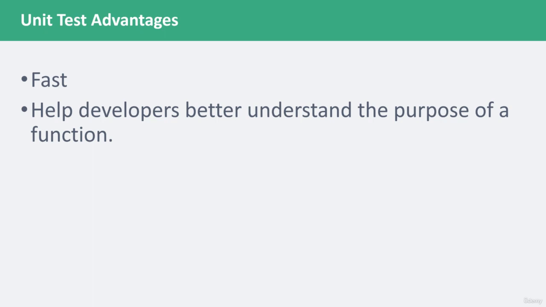The main advantage of writing unit tests is that they're fast. After making changes to your source code, you can immediately run a test to get feedback on your changes. Another benefit is helping developers better understand the code base.